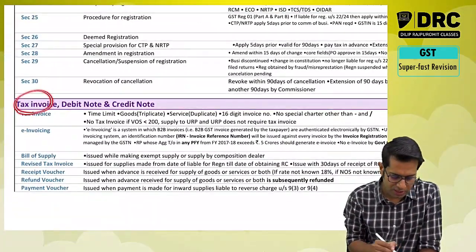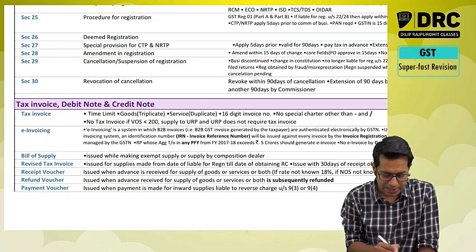Then the next topic for our discussion is tax invoice, debit note and credit note. Tax invoice, the time limit.